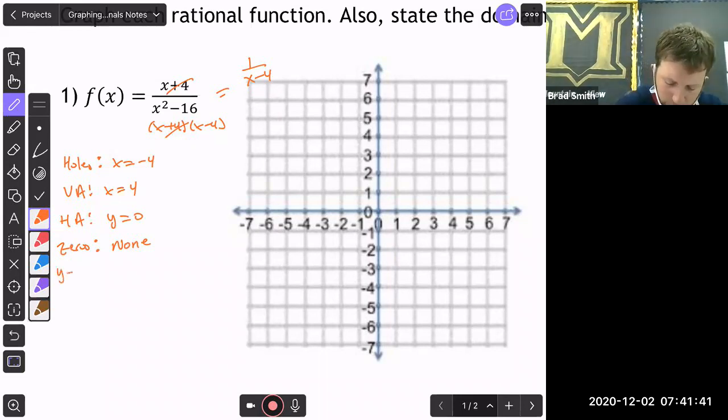I like to find my y-intercept just because that gives me another point on the graph. So if I plug in 0 for x, I got 1 over 0 minus 4. So I got negative 1/4. That just gives me another point to graph.